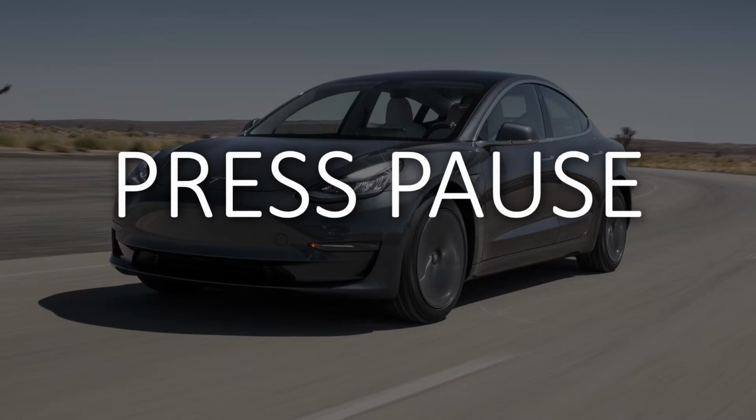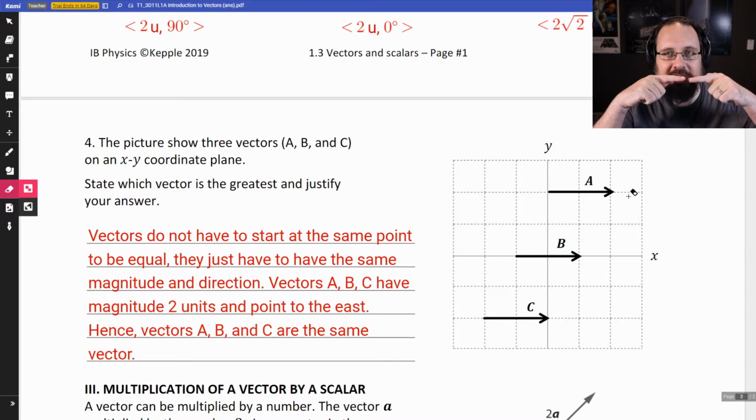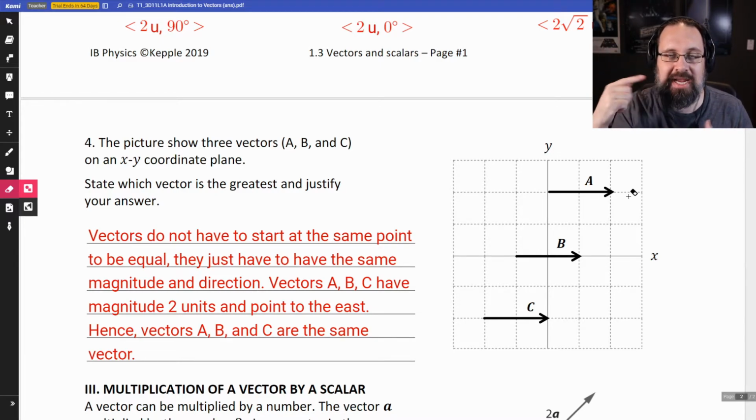At the same point to be equal. They just have to have the same magnitude and direction. Vectors A, B, and C each have magnitude 2 units and point to the east. Hence, vectors A, B, and C are the same vector. Remember, we talked about this earlier. You can translate a vector. You can move it around however you want to. That won't change the vector.